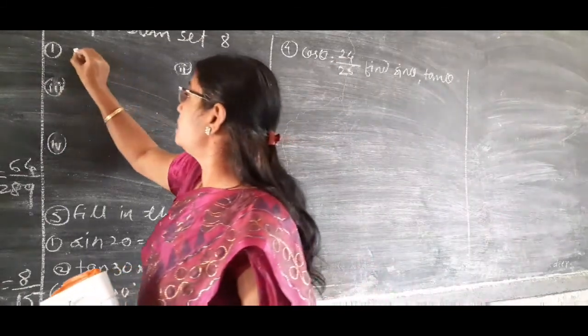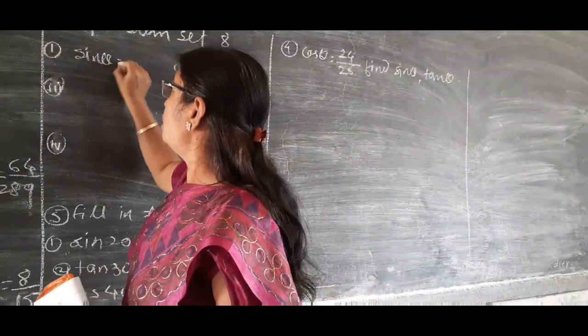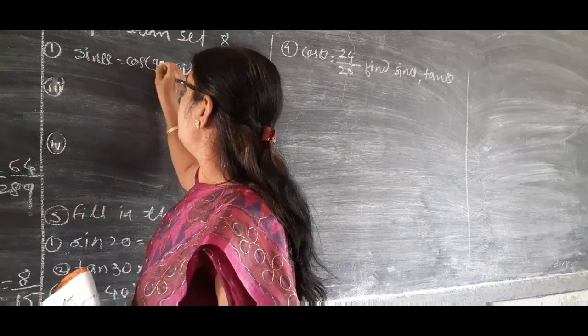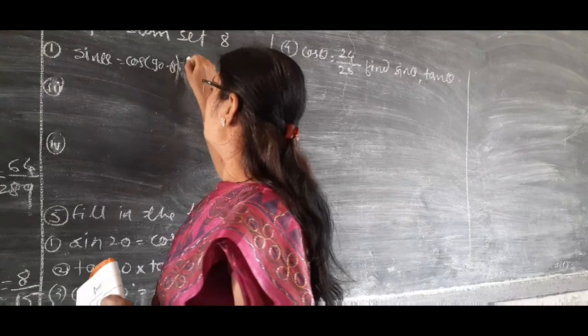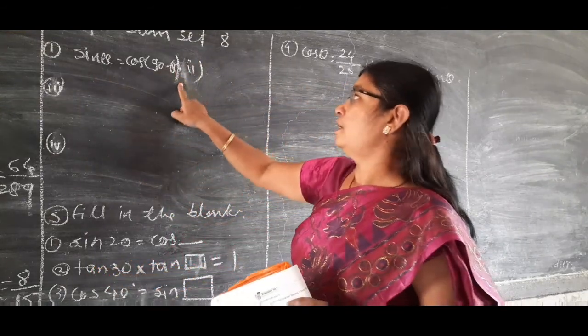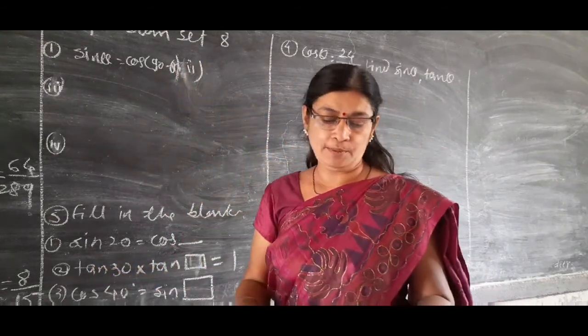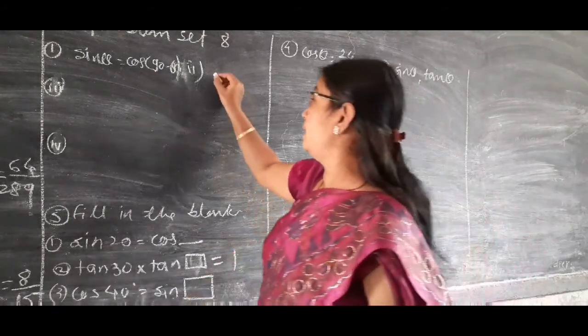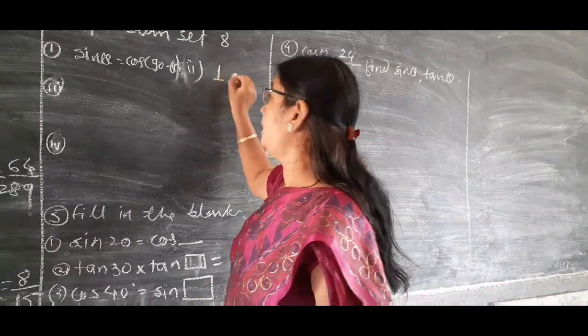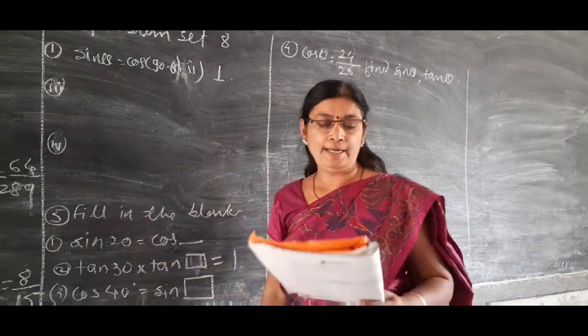Sin theta is equal to cos 90 minus theta. You can convert sin to cos or cos to sin by subtracting it from 90. Now what is the second? Which of the following is the value of sin 90? Now what is the value of sin 90? 1. Sin 90 is 1.